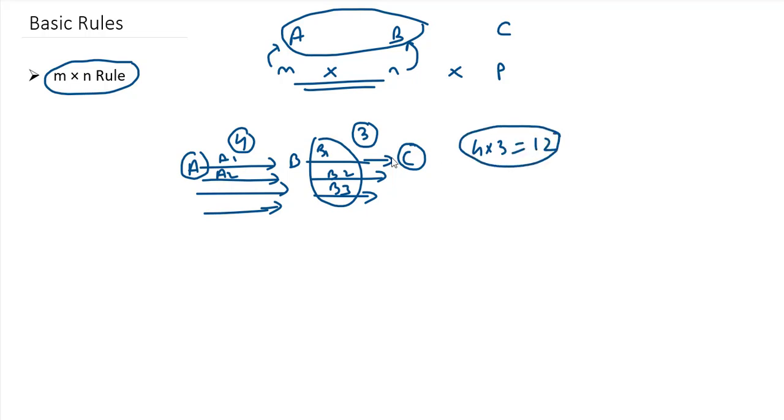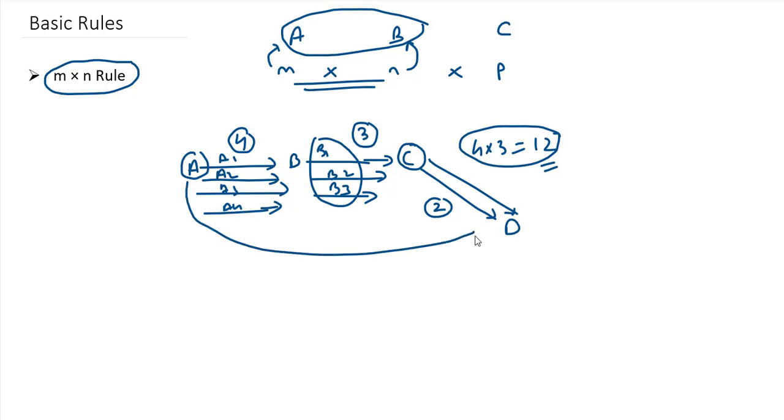You can count those ways manually. For A1 there were 3 routes, for A2 there will be another 3 routes, likewise for A3 and A4 there will be 3 more routes. So the total number of routes will be equal to 12. As I have said previously, you can extend this rule for any number of tasks. Had there been another city, say city D, and the number of routes for going from city C to city D had been, let's say, 2, then the total number of ways by which you can go from A to D will be given by 4 into 3 into 2, which will be equal to 24 ways.